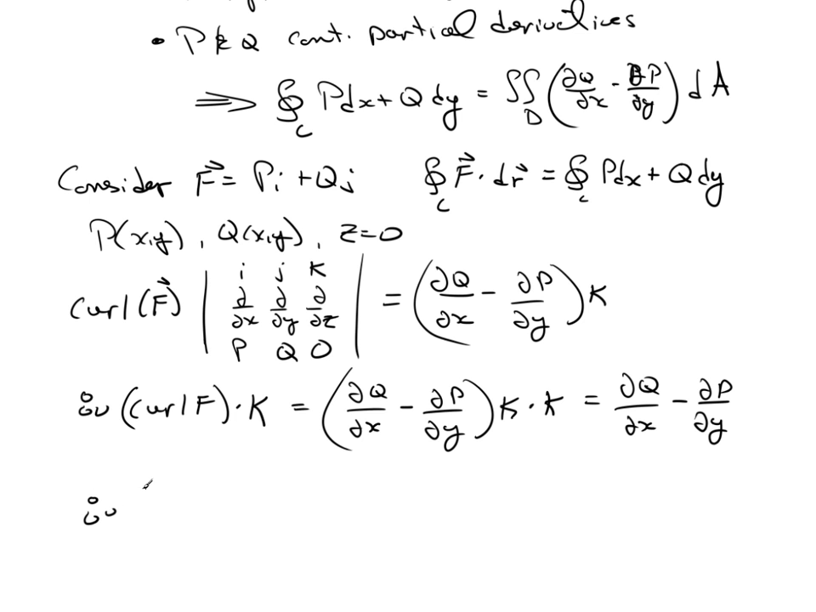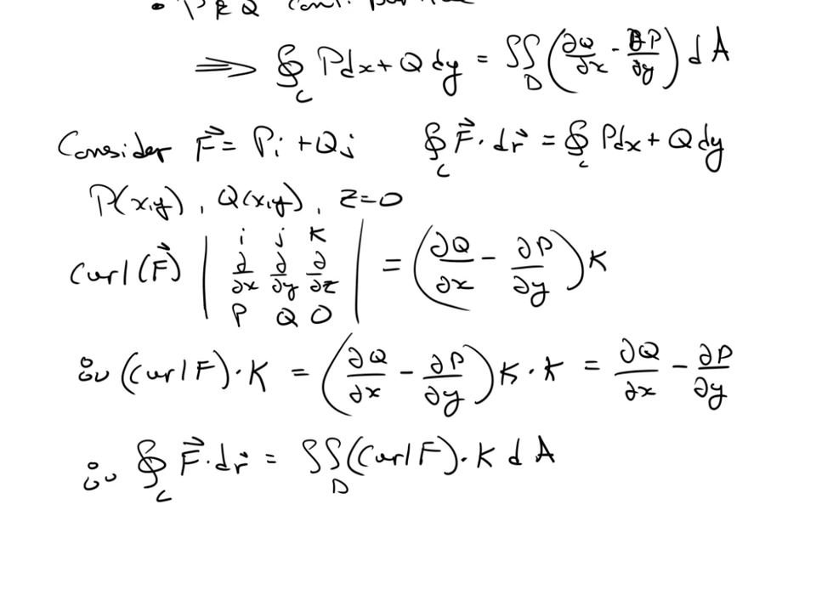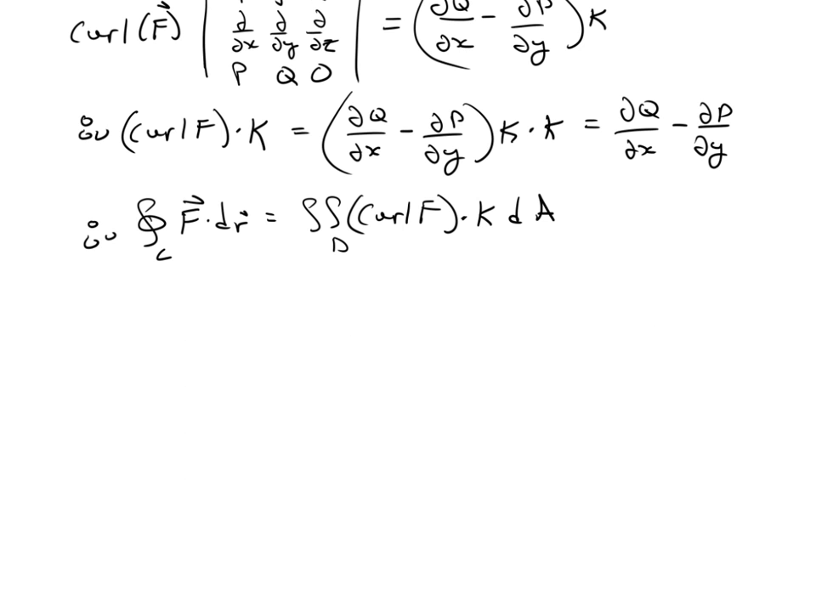Therefore, what we can say is that this line integral over the curve, F dot dr, is equal to the double integral over D of the curl of F dot k dA. Now remember, when we've been dealing with the line integral, we've been dealing with the tangential component of the vector field along that path C.